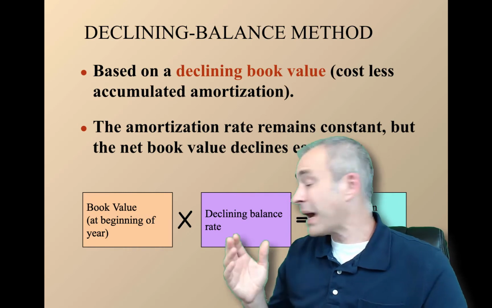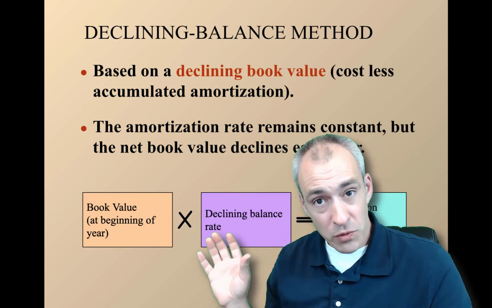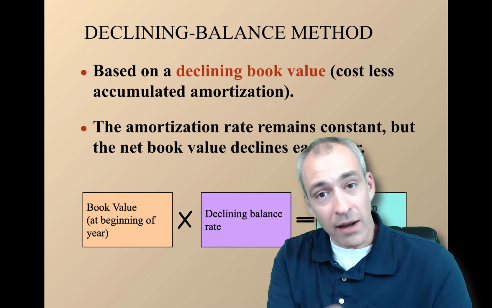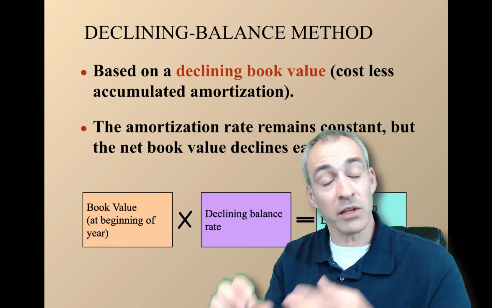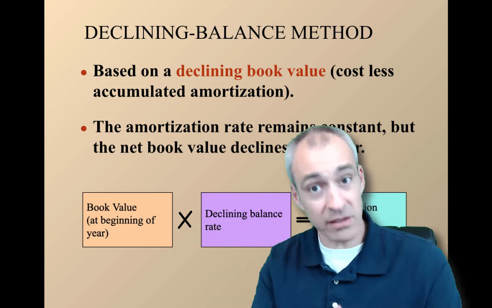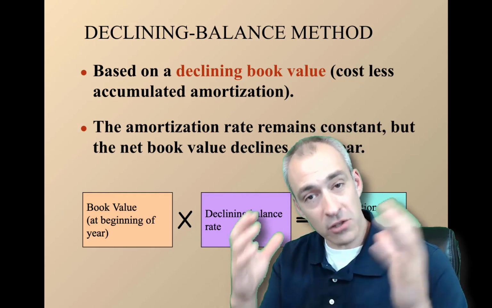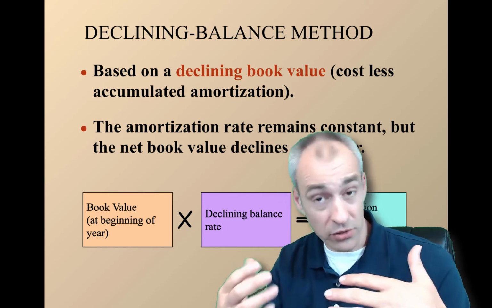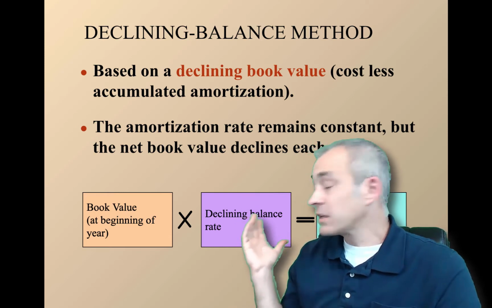Okay, declining balance. You take the book value. And if you don't know what book value is, that's one of the most important concepts in accounting. That is your accounting value assigned to that item. So for accounts receivable, the book value is what's owed to you legally minus the allowance for bad debt. Right? So the book value of an asset is its original cost minus all amortization or depreciation to date. So that book value is what you multiply by the declining balance rate.